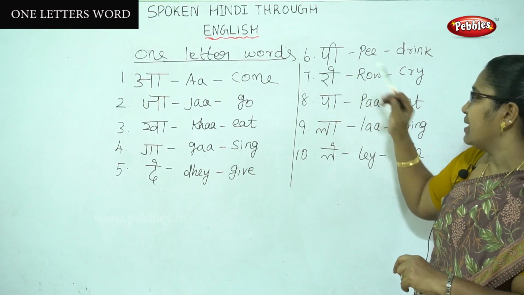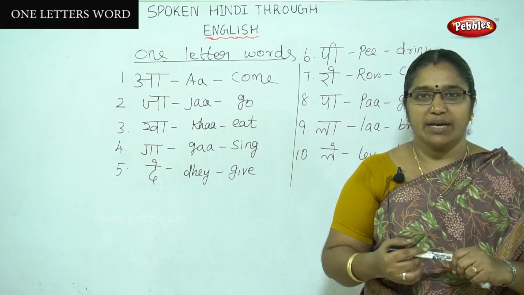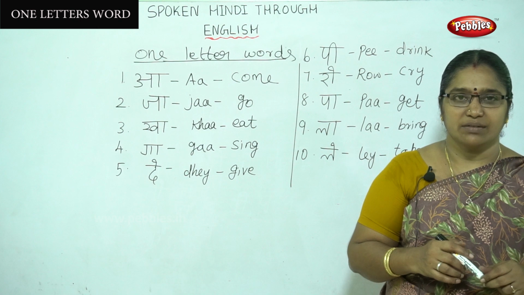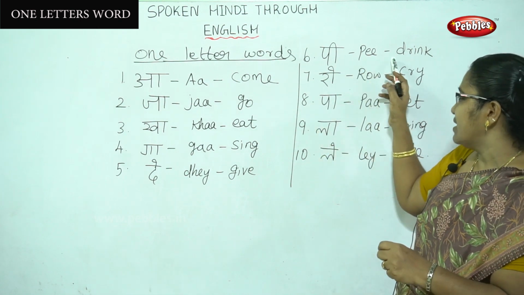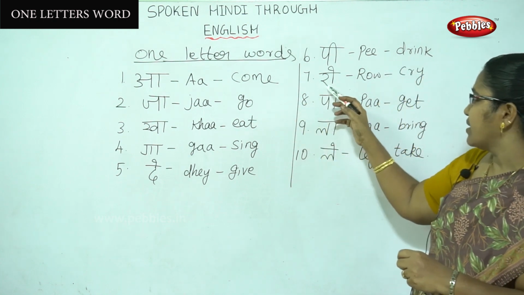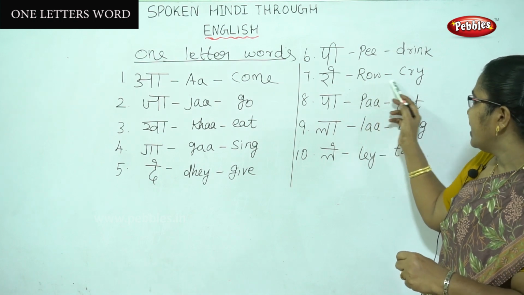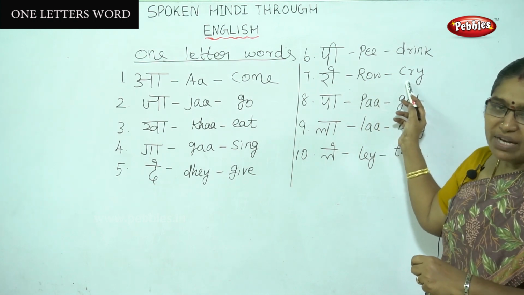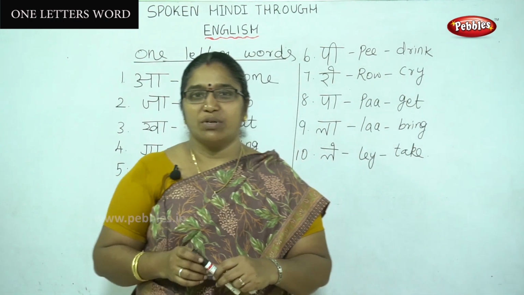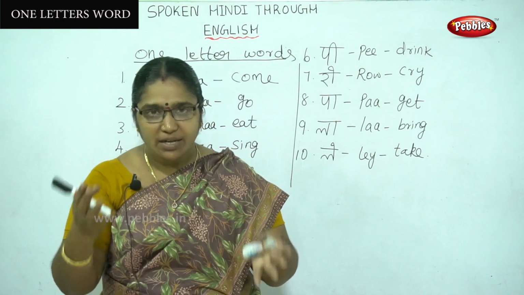Sixth one is pi. Pi means drink. Coffee pi means you drink coffee. The next one is ro. Ro, I have written in Hindi, and in pronunciation it is ro. The meaning is cry. Ro mat means don't cry.